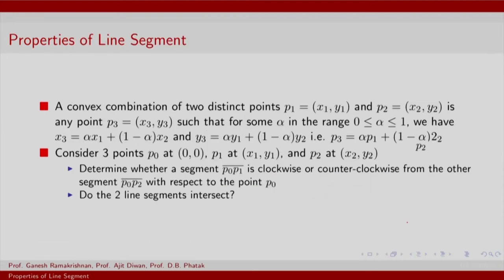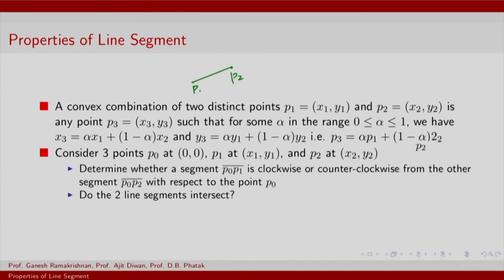Coming back to line segments, we will be interested in characterization of line segments as a convex combination of two points that form the endpoints of the line segment. So let's call these two points P1 and P2.